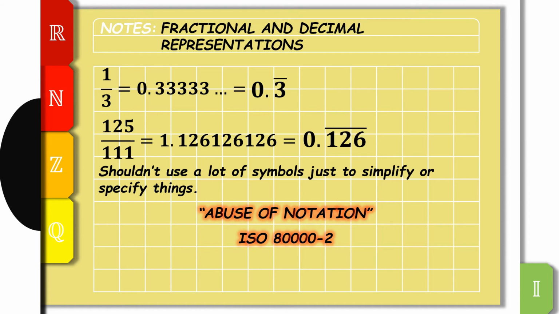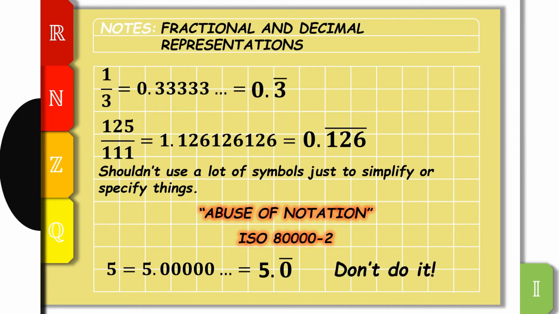An example of abuse of notation would be this one, that we have a whole number such as 5, and we add its decimal expansion which is just infinite zeros, and over that we dare to simplify this with a macron over it. It would be ridiculous. Don't do it, please.